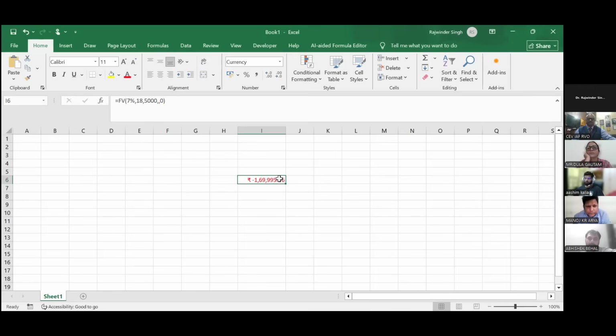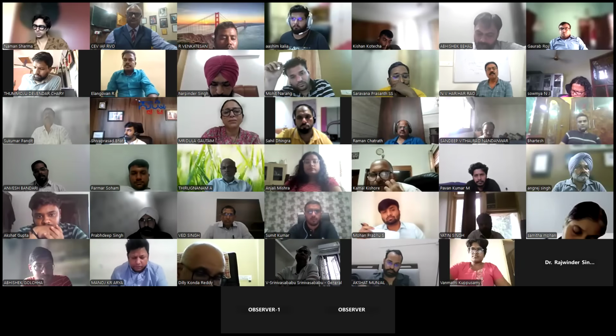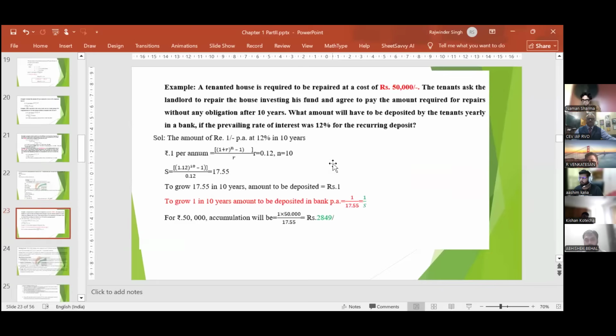So this is the same formula you can apply in your RD. If you are depositing an amount in the bank, how much will you get? How to calculate the value of a property by using the income approach? If you are getting 5,000 rupees as rent or lease or anything else for 18 years, and the present rate of interest is 7%, what will be the value of the property?